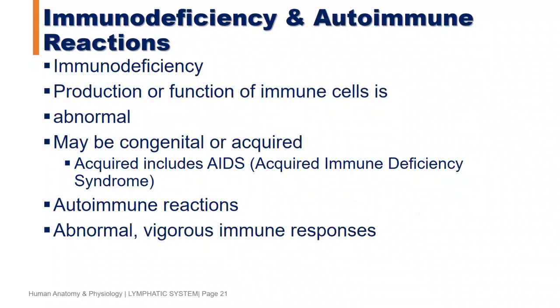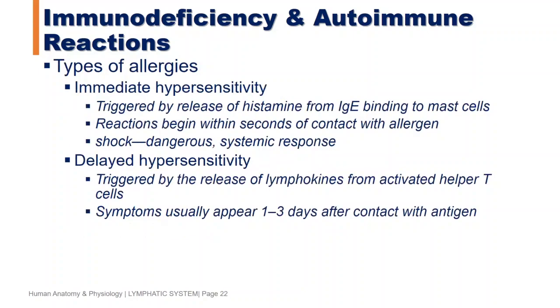Immunodeficiency and autoimmune reactions. In immunodeficiency, the production or function of immune cells is abnormal. It may be congenital or acquired. An example of acquired is AIDS. Then we have the autoimmune reactions, an abnormally vigorous immune response.